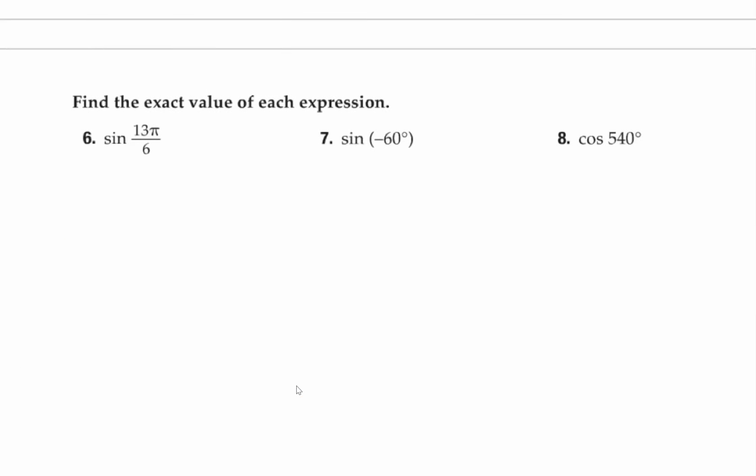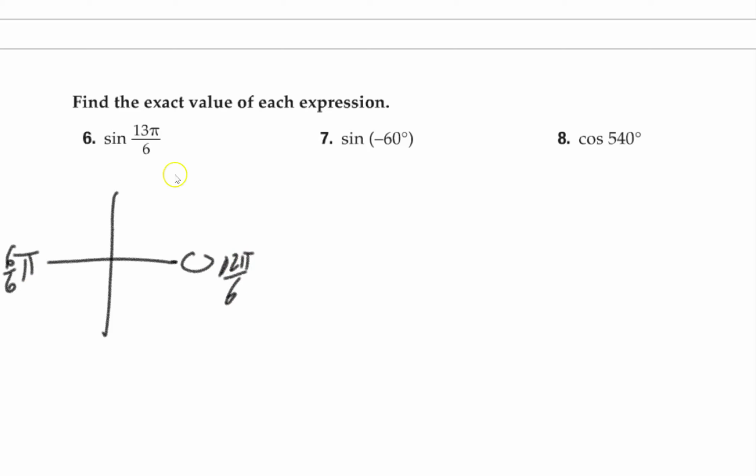Last couple. Sine of 13 pi over 6. So here's 0, here's pi. 6 pi over 6 is right here. If I go around again, this is 12 pi over 6. Right, because 6, another 6. I got to go 13, so I'm a little bit more. Hey, I'm back in quadrant 1. And since it's over 6, it's a 30-degree angle.